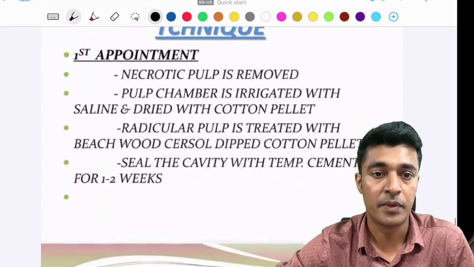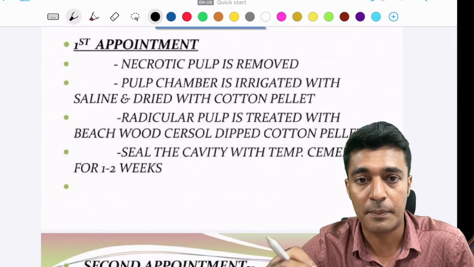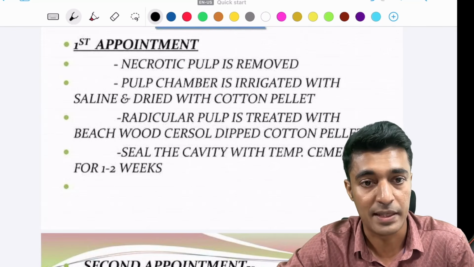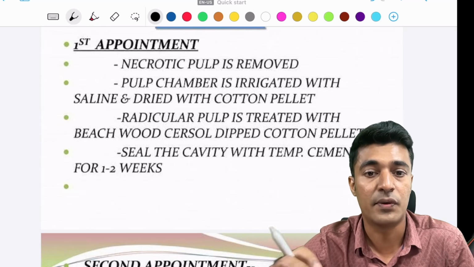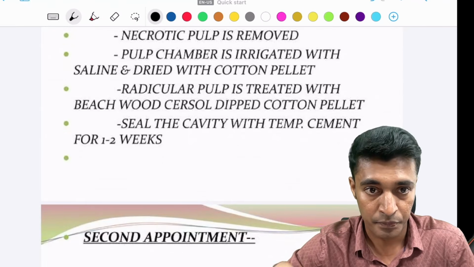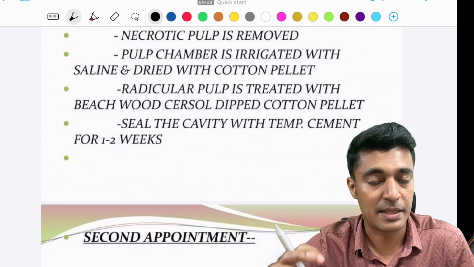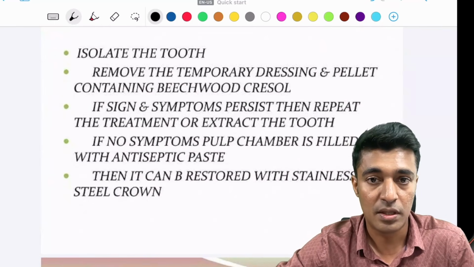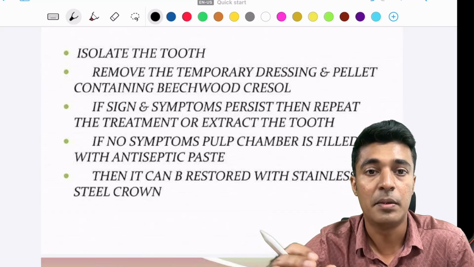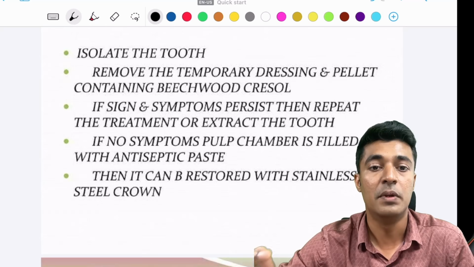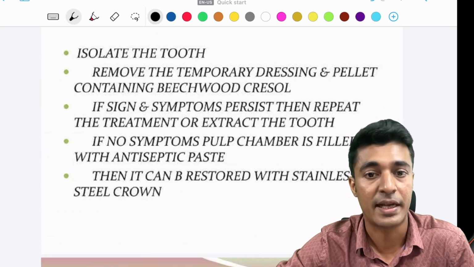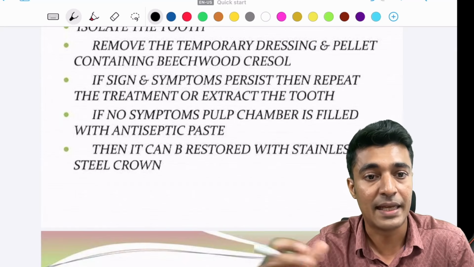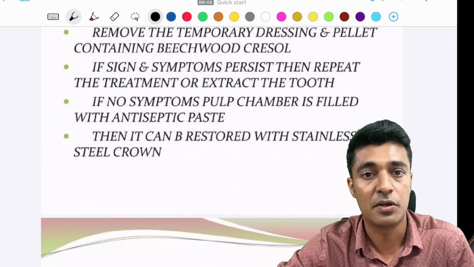So coming to the technique, on the first appointment, the necrotic pulp is removed. The pulp chamber is then irrigated with saline and dried with a cotton pellet. The radicular pulp is treated with beechwood creosote on a cotton pellet. They seal the cavity with a temporary cement and wait for 1 to 2 weeks. On the second appointment, isolate the tooth, and remove the temporary dressing and the pellet containing beechwood creosote. If any signs or symptoms persist, then repeat the procedure or go for extraction. If no symptoms are present, the chamber is filled with antiseptic paste like zinc oxide eugenol, then it can be restored with a stainless steel crown.